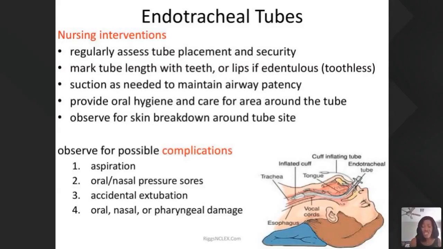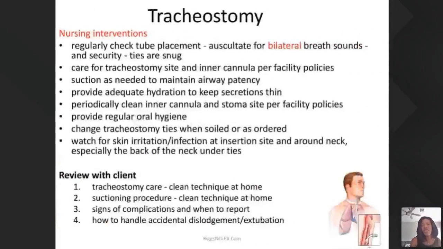And there are some complications with an endotracheal tube. Aspiration is one of the first complications. There are some other ones with the skin, the mouth, some sores. Accidental extubation is also a concern, but aspiration is the biggest priority concern. So now, tracheostomy. We're going to talk about some nursing interventions for them in general.